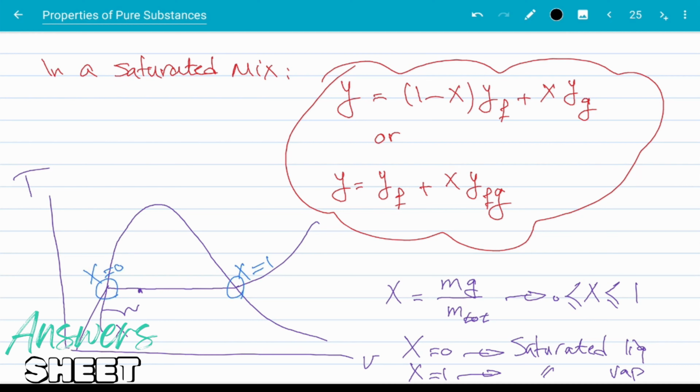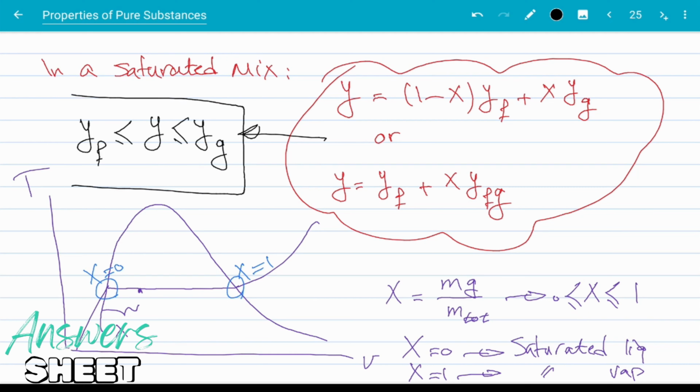Another thing to consider is that the y that you get from these equations must always fall between the value of y_f and y_g. So this is your checkpoint. If you use this equation and find a y which is not in this range, you've done your calculations wrong. Something's wrong.